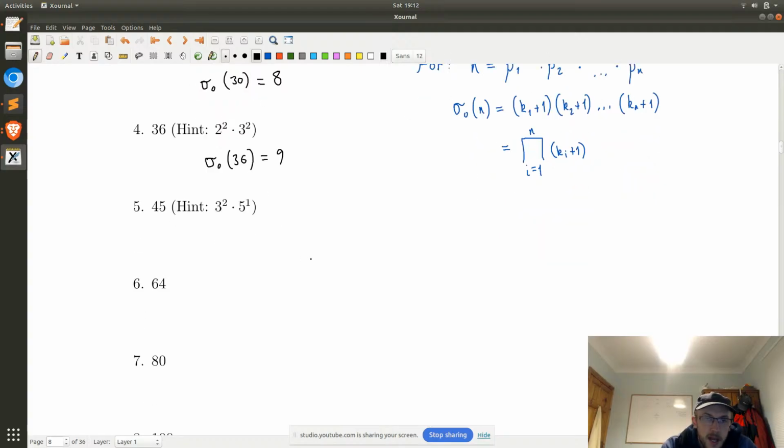So let's put it into action. It's really an overly complicated way of saying, in this case, all you do is just do 3 times 2. 45 must have 6 factors, and we can check it by hand. So its factors would be 1, 3, 5, 9, 15, and 45.